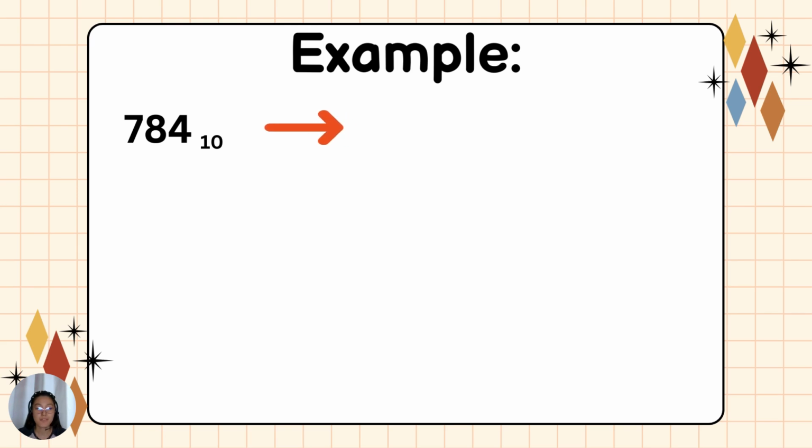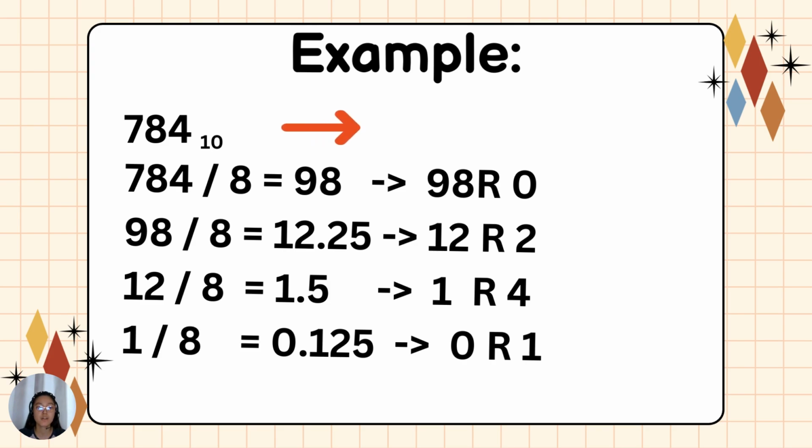So let's proceed with the example. We have the decimal numeral 784. So we need to find the octal equivalent of 784. Since octal has 8 digits, we will divide 784 by 8, which equals 98. So it's a whole number. Since it's a whole number, we will write 98 remainder.